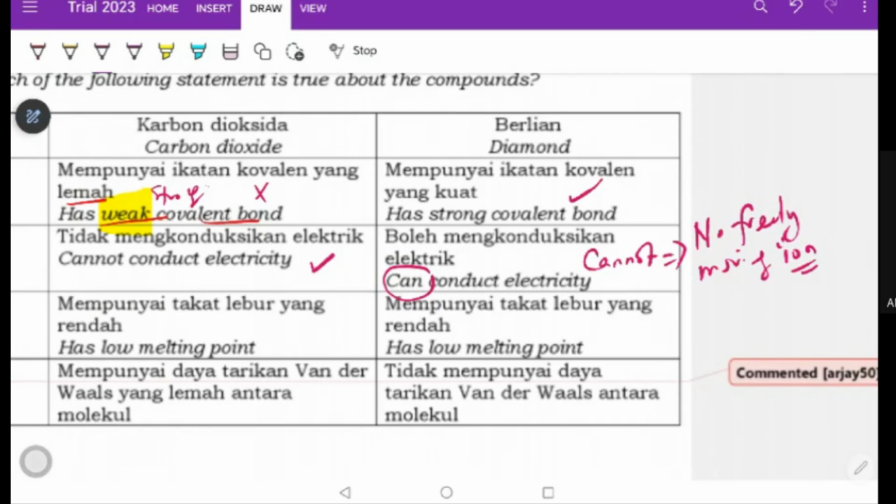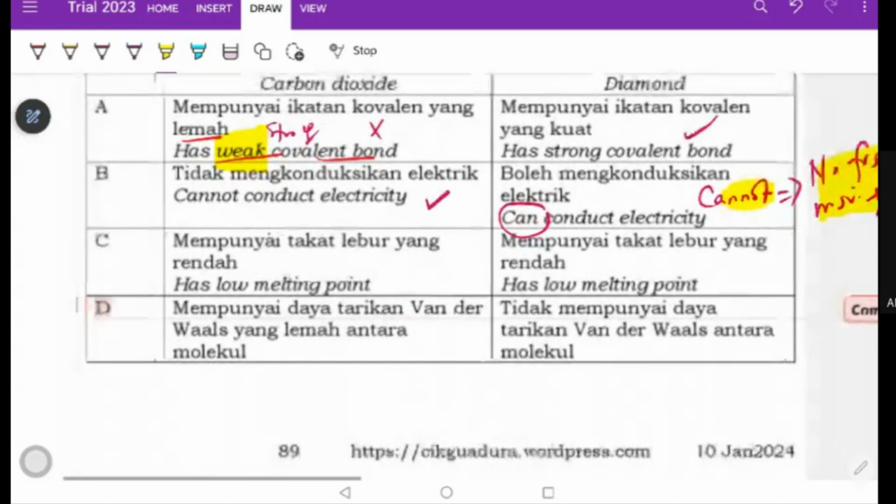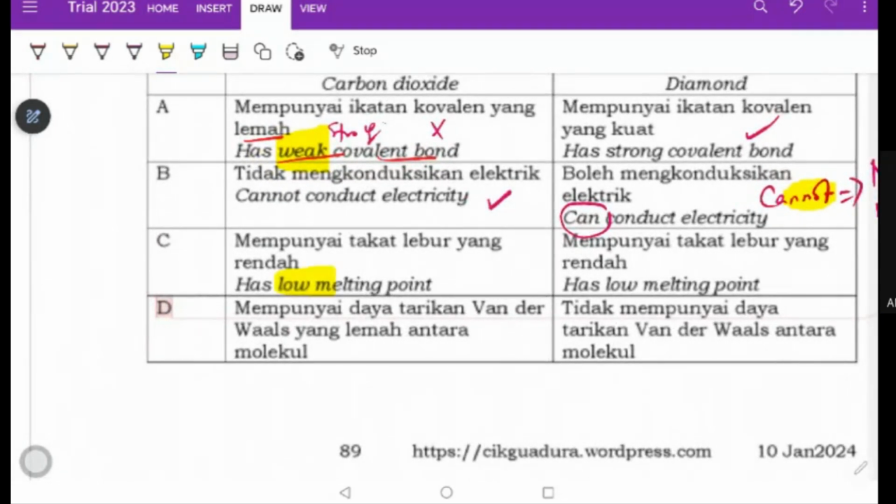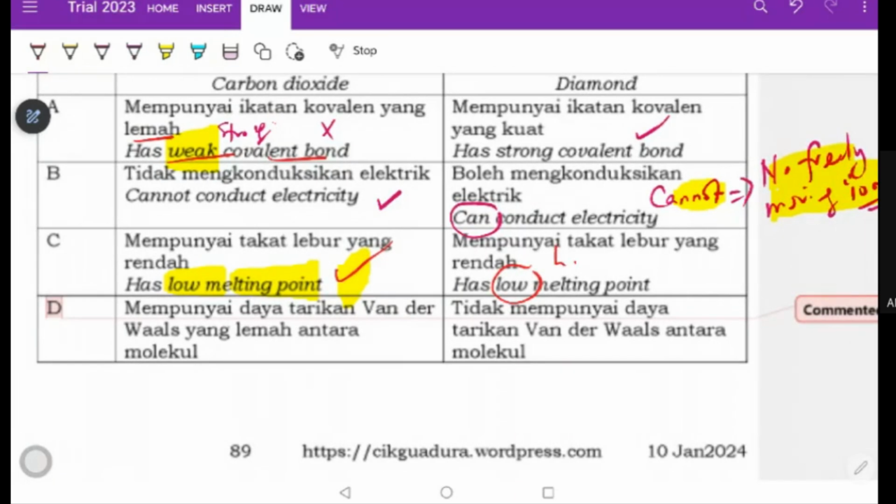If you see this question, why cannot conduct electricity, you just use this standard answer, or it consists of molecules only. Low melting point, okay, this one is correct. But this one, low, is wrong. It should be high. Then van der Waals, yes. This one no, no van der Waals. So D, yes.